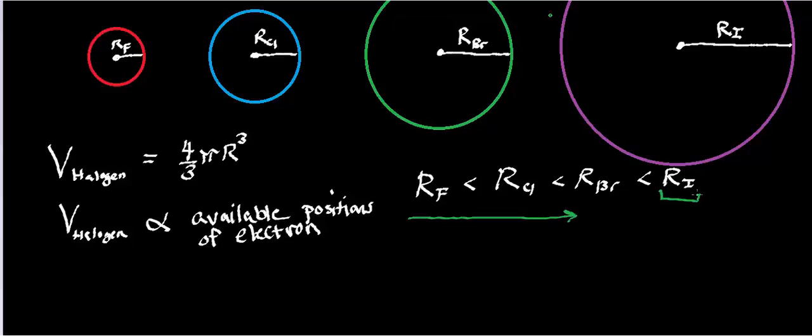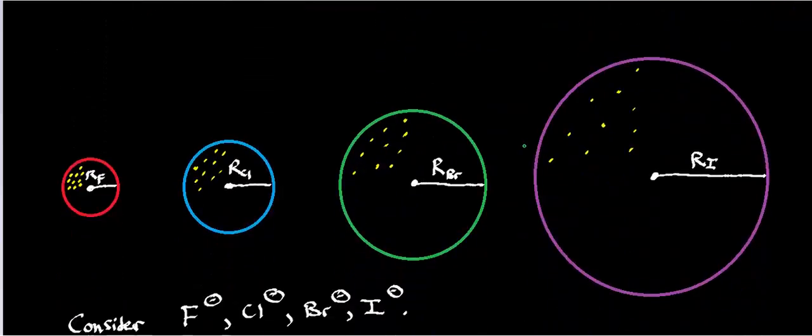And that's going to come in handy knowing that potential energy drops as the radius of an atom increases. We'll talk about that more in a little bit. But suffice to say, iodide has the biggest radius, the biggest volume overall, and the most volume for any electron to occupy. Hopefully that makes sense.